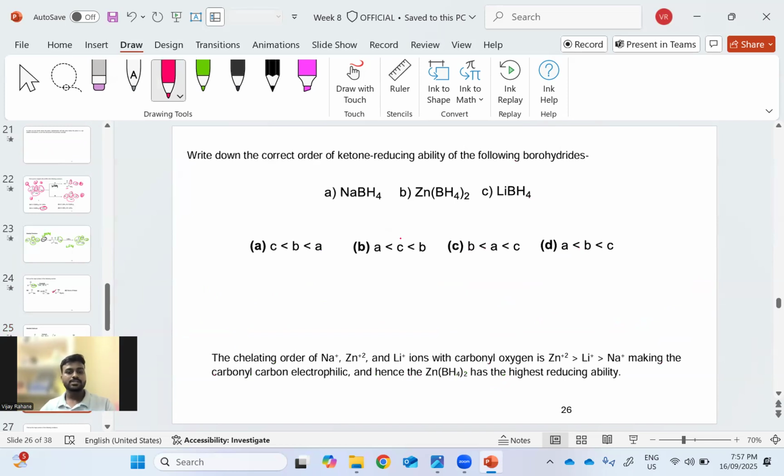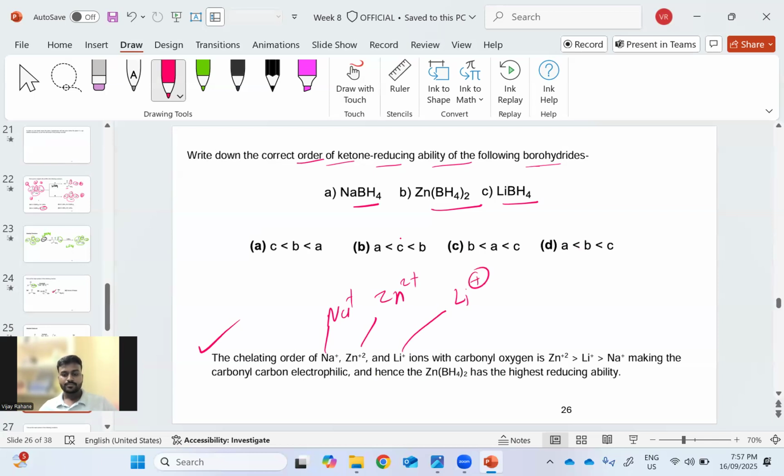Another question is, write down the correct order of ketone reducing ability among the following borohydrides. We have NaBH4, Zn(BH4)2, and LiBH4. This ketone reduction ability depends upon the chelating ability of the cations. Sodium borohydride has the sodium plus ion, zinc borohydride has the Zn 2 plus ion, and lithium borohydride has the Li plus ion.